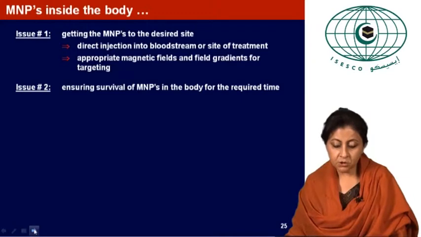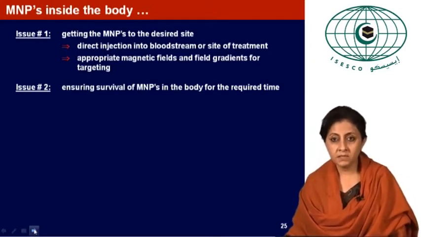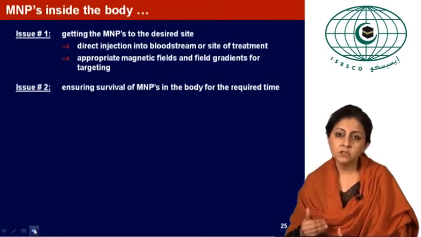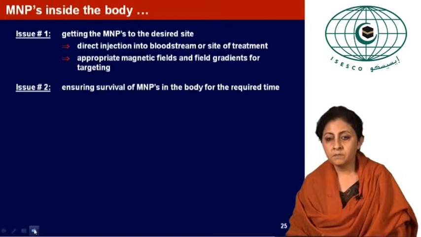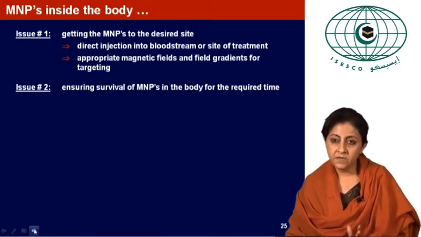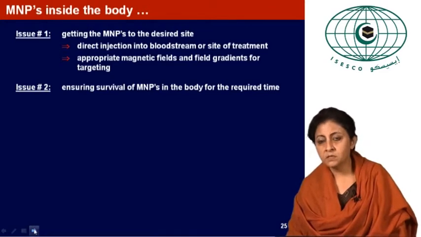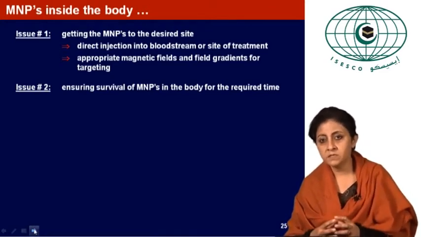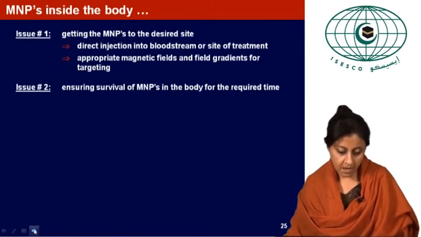The second issue is ensuring the survival of magnetic nanoparticles in the body for the required time, because you know that your body will reject any foreign object. That is part of the body's defense mechanism. So we need to make sure that these magnetic nanoparticles become invisible to our defense mechanism for the time that they're required to conduct their job.